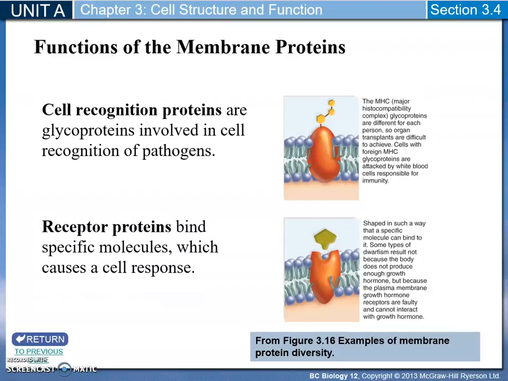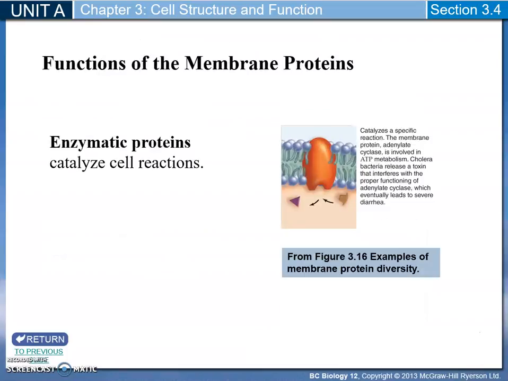Then we have cell recognition proteins, they're glycoproteins involved in cell recognition of pathogens. Then we have receptor proteins, which bind specific molecules, which results in a cell response. And then finally, enzymatic proteins catalyze cell reactions. So some of the reactions that take place within the cell require the enzymatic proteins in order for them to occur.